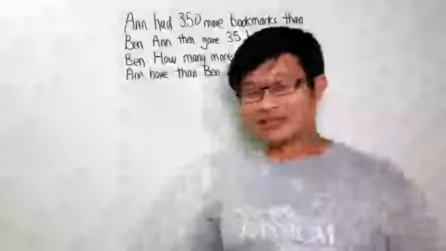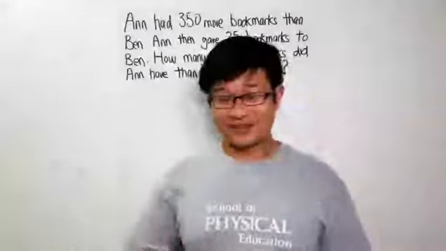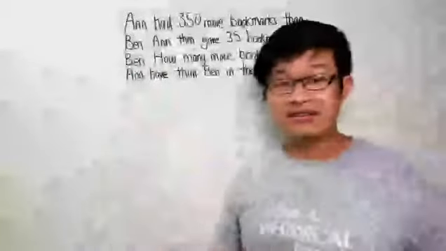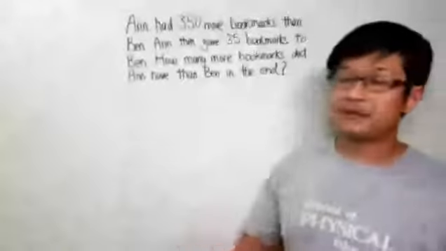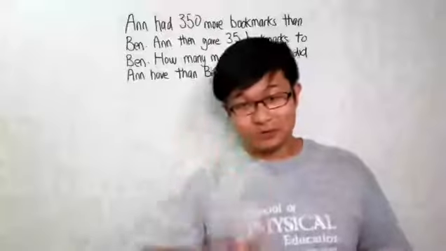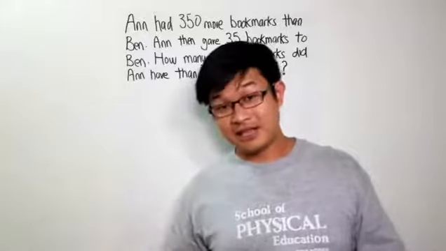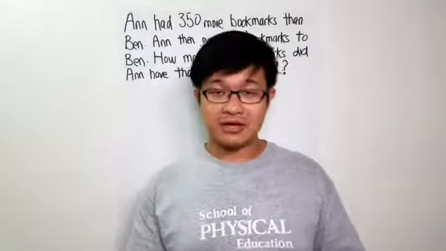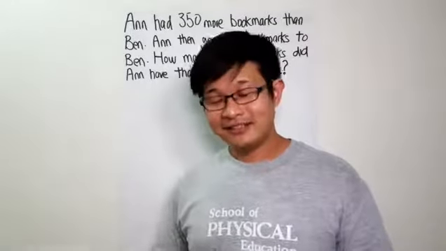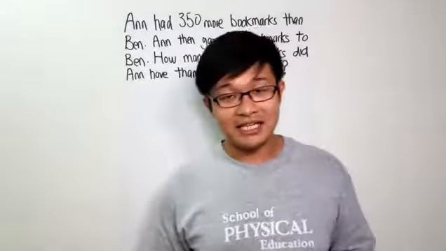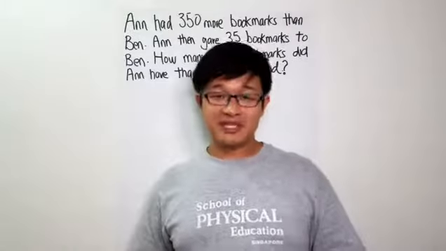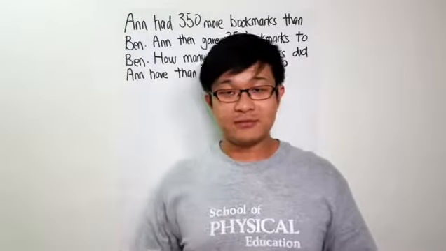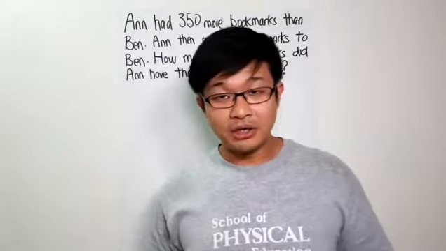So this is how I'm going to explain this to a primary 3 kid. First of all, we'll ask our child to imagine Anne had 350 more bookmarks than Ben. Now can you imagine two children? One is Anne, the other one is Ben. And Anne has a collection of bookmarks, and when she counts them, she has 350 more than Ben. Your child should be able to say, yes, I can imagine that. And now, what are you going to do with that information? Your child should be able to tell you, I will use this information to draw a comparison model.